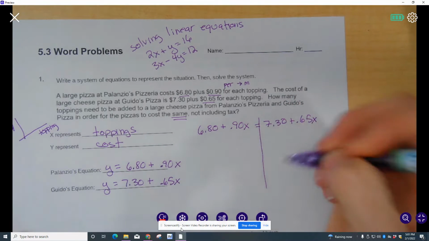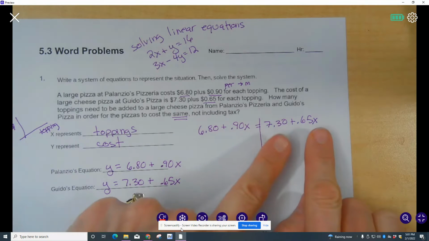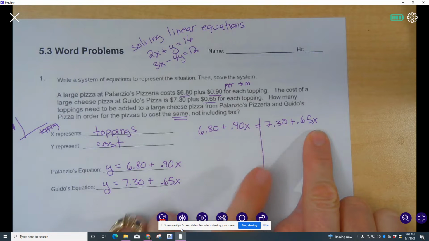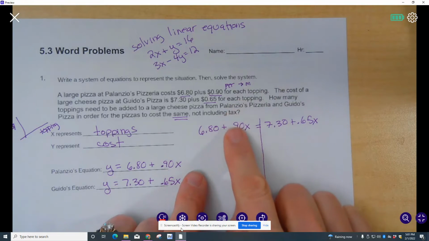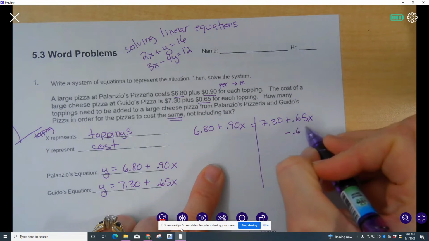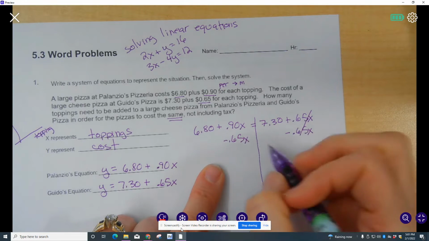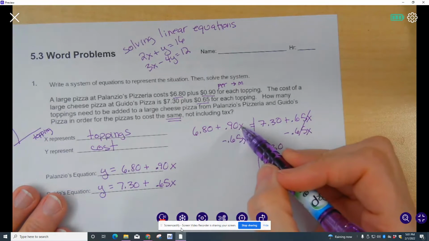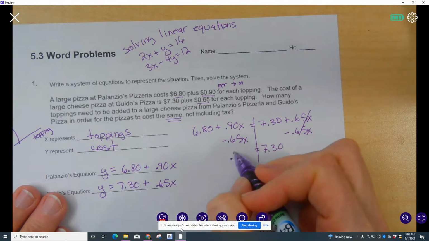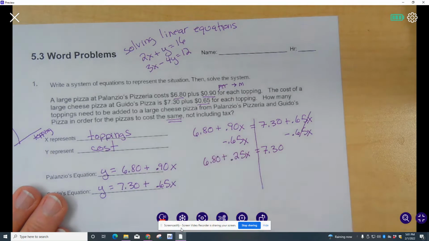So this is your regular old solving. First thing I notice is that I do not have like terms on this side of the equal sign, and I do not have like terms on this side either, so nothing to combine. I do notice that I have variables on both sides of the equal sign, so I want them all on one side. I'm going to subtract the 0.65x from both sides. On the right side, I'm going to have $7.30. Over here, 90 cents minus 65 cents is 25 cents. And don't forget your 6.80 is still over there on the left side.